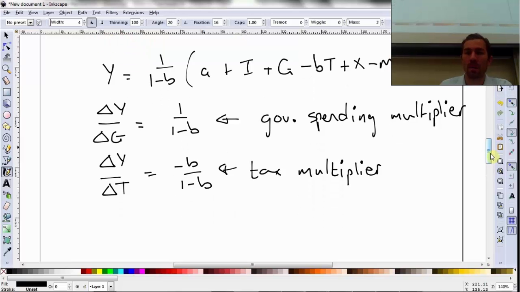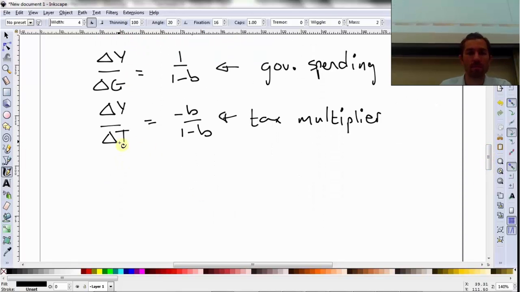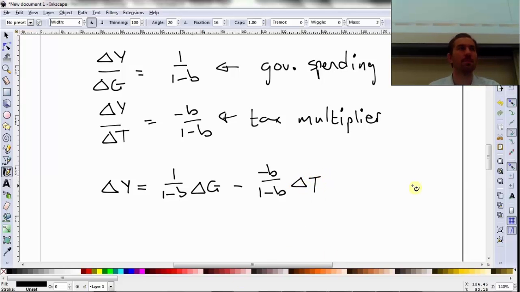So here's an interesting idea. What happens if we change both government spending and taxes, and we change them by the same amount? Sorry, that's supposed to be a plus. Okay? So if we change government spending and we change taxes, we're going to have some change in output. Yeah?